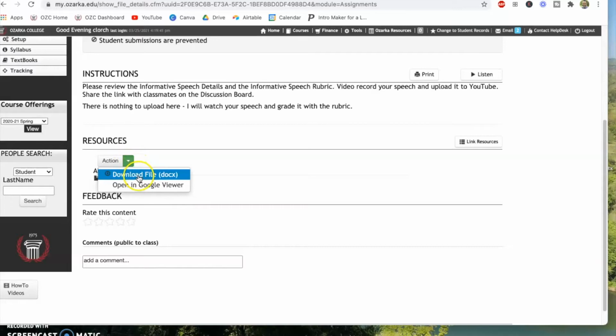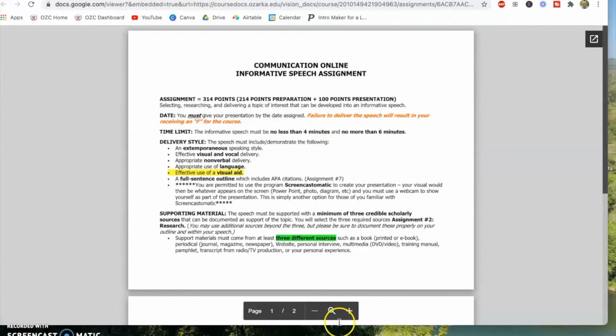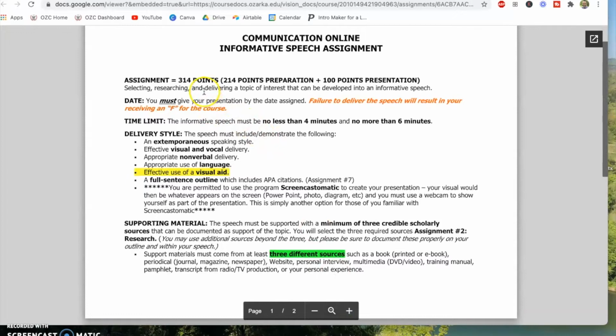So first of all, click here. We can look at it in Google Viewer. So you're going to have to select, research and deliver a topic of interest. It's going to be informative. Now keep in mind, it's not demonstrative. You've already done the demonstrative speech. This is going to be strictly informing your audience. It needs to be between 4 and 6 minutes. You're going to have a visual aid. You're going to have an outline with your citations. And you're also going to need to have 3 different sources. So keep in mind overall, that's what you're going to have to do.